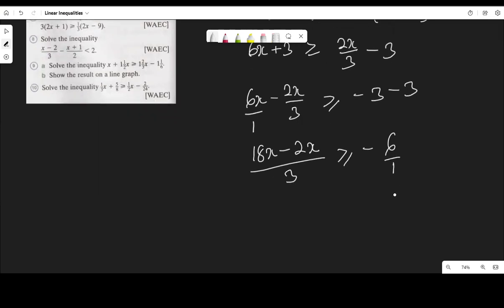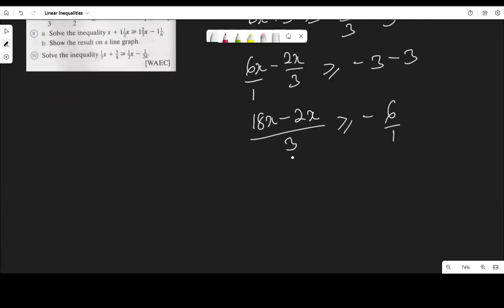To cross multiply, to get rid of this 3 here, I have 18x minus 2x is 16x, greater than or equal to 3 times negative 6, which is negative 18. So divide both sides by 16. X therefore is greater than or equal to negative 18 over 16.